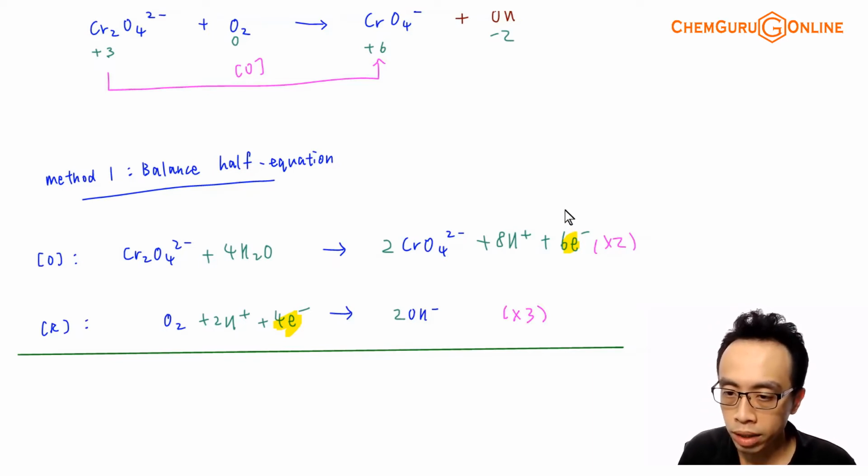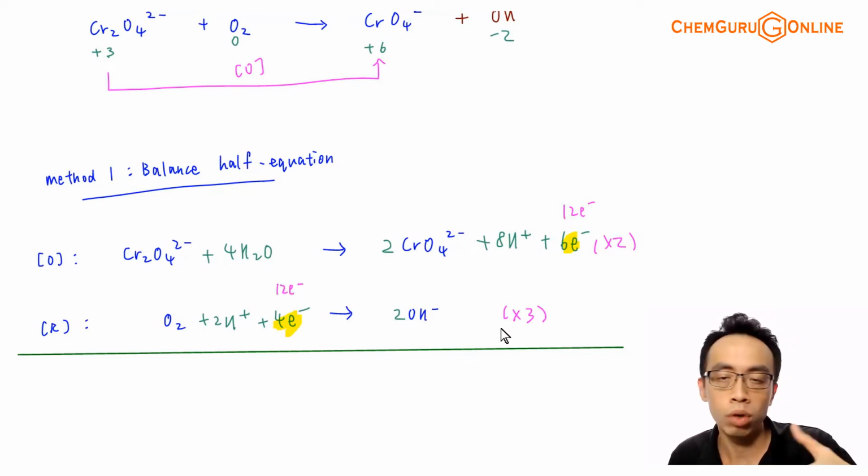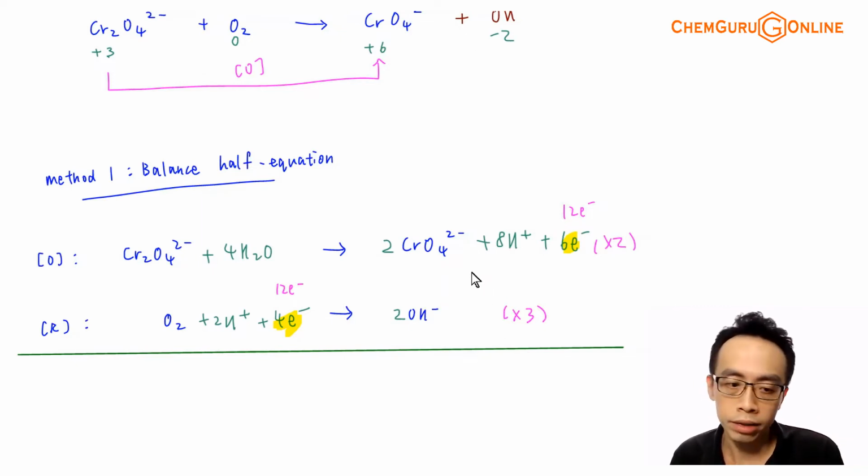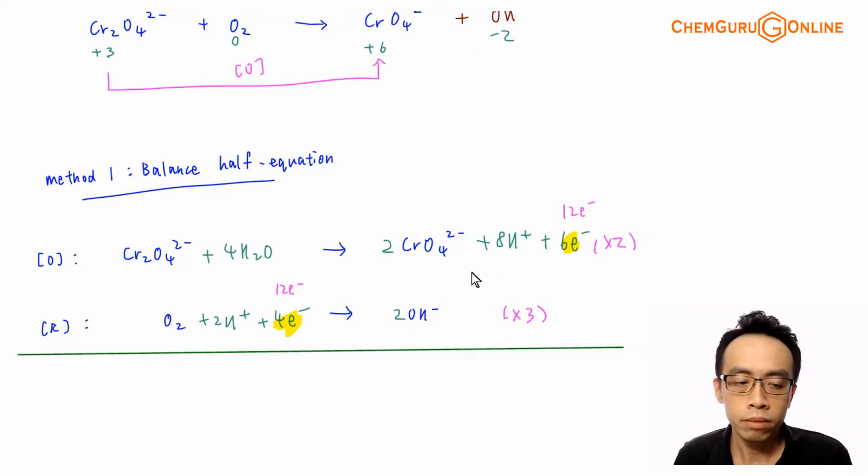Maybe I can put this on top. I'll have 12 electrons here. Then the coefficient for electrons, in this case, since it is 4 times 3, will also be 12 electrons. Then when I add the 2 half equations together, the electrons will cancel. Then the electrons will disappear to get the overall redox reaction.